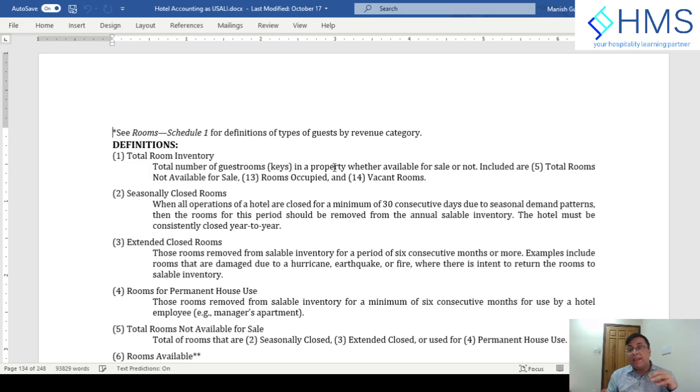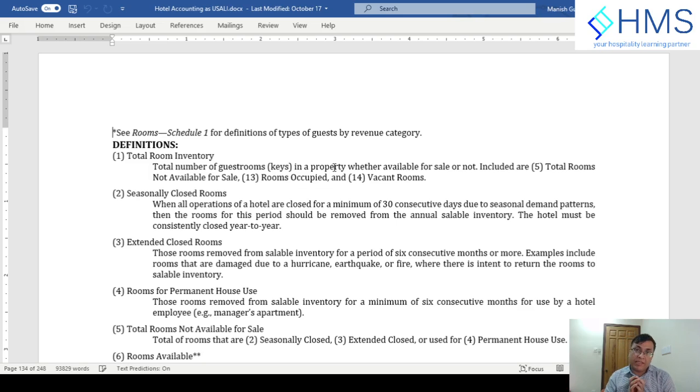Many hotels allocate one particular room for the GM to stay or the owner to stay. In those cases, the rooms will be considered as rooms for permanent house use. Those rooms will be removed from the inventory for available sale. So then you will automatically get the rooms available, which is total room inventory minus the total rooms not available for sale.